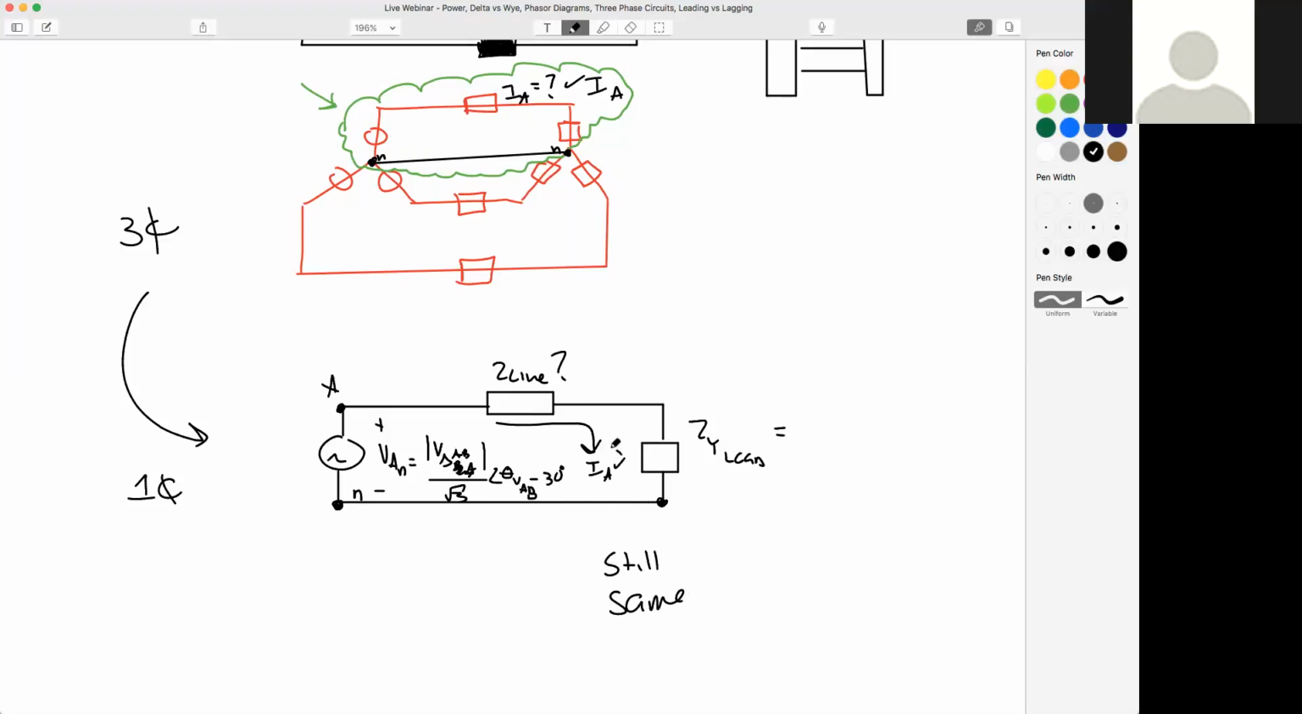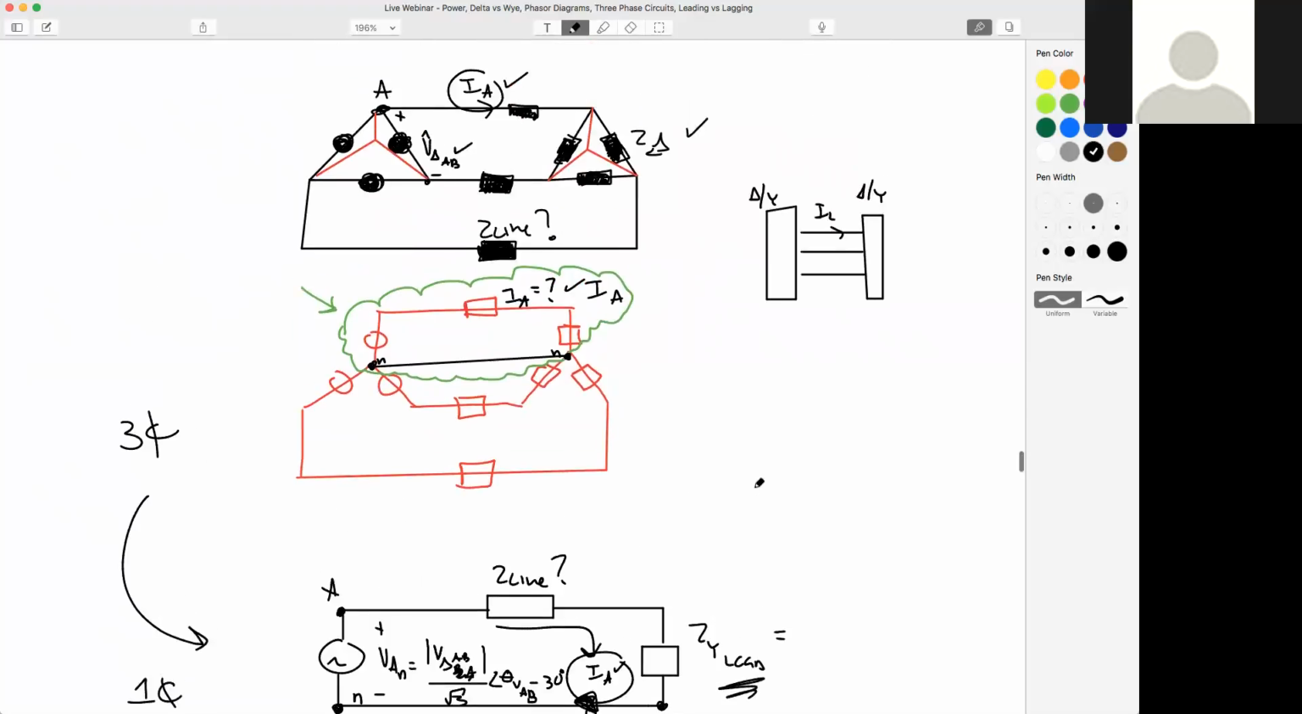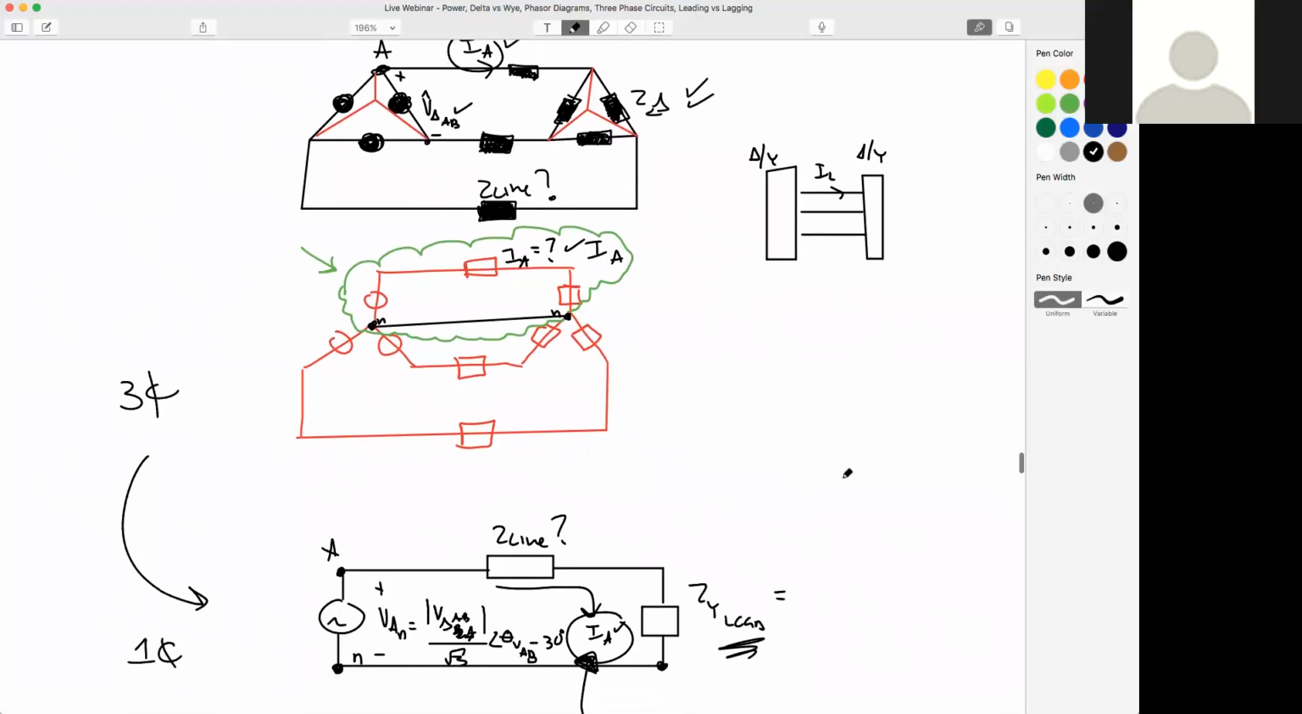Okay, that leaves one more, right? Who can help me? How do we get this guy? So we said we knew this impedance right here. How do we get this guy? We know we have to do something to our delta impedance, but we're not sure what it is.